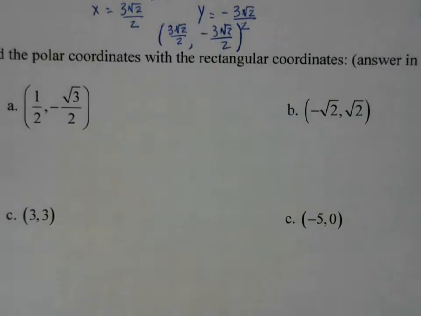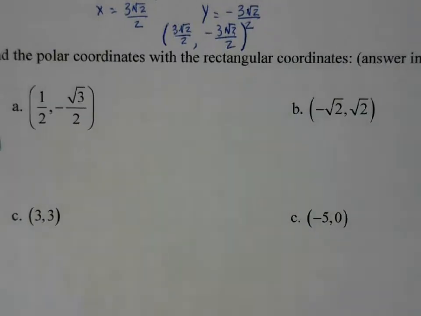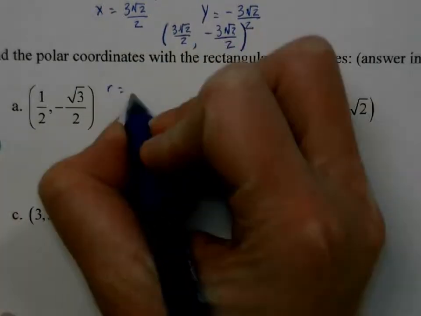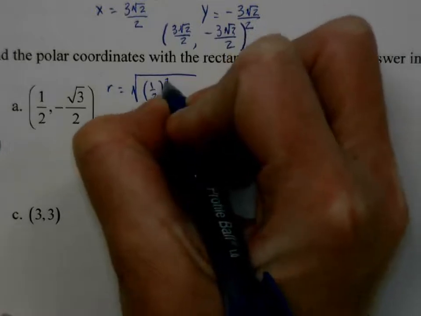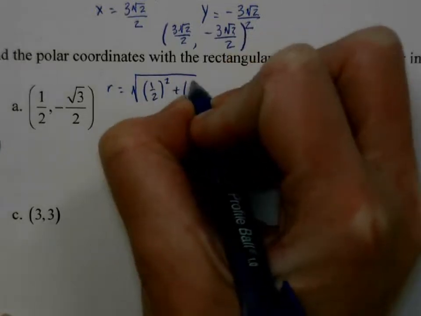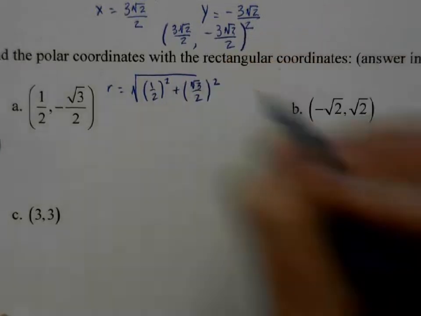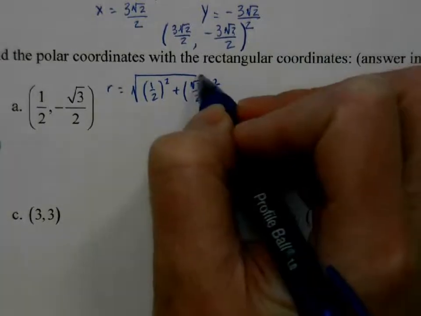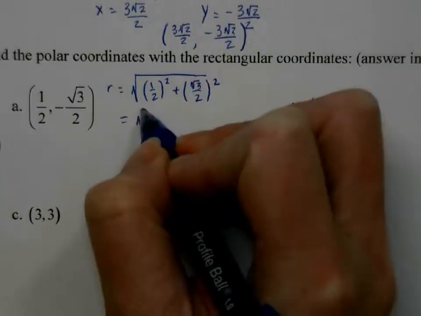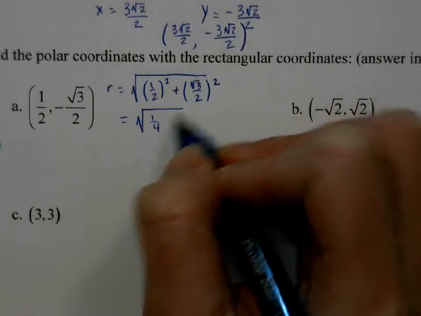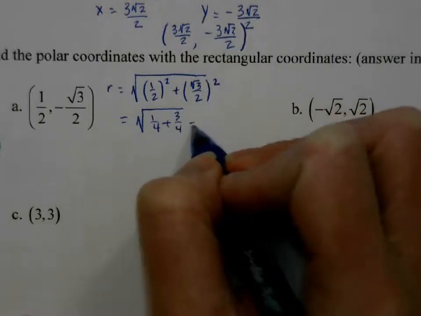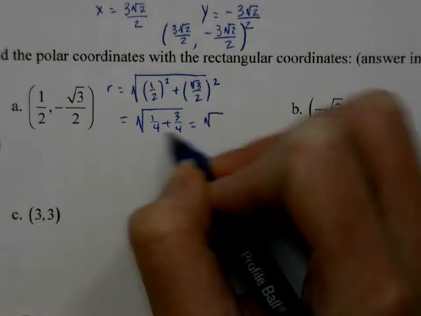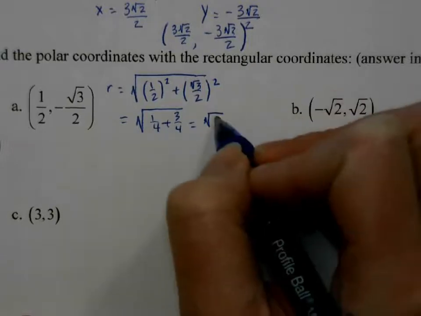All right, so our first one is positive 1/2, negative root 3 over 2. So r is going to be the square root of 1/2 squared plus root 3 over 2 squared. We don't worry about the negative because it'll go away. So 1/2 squared is 1/4. Root 3 over 2 squared is 3/4. So this is the square root of 1, because that would be 4/4. So we get 1.